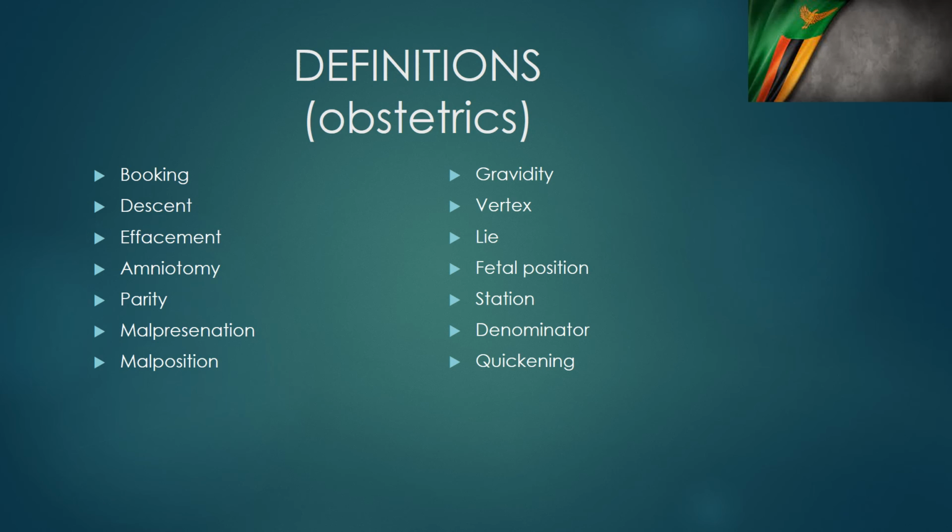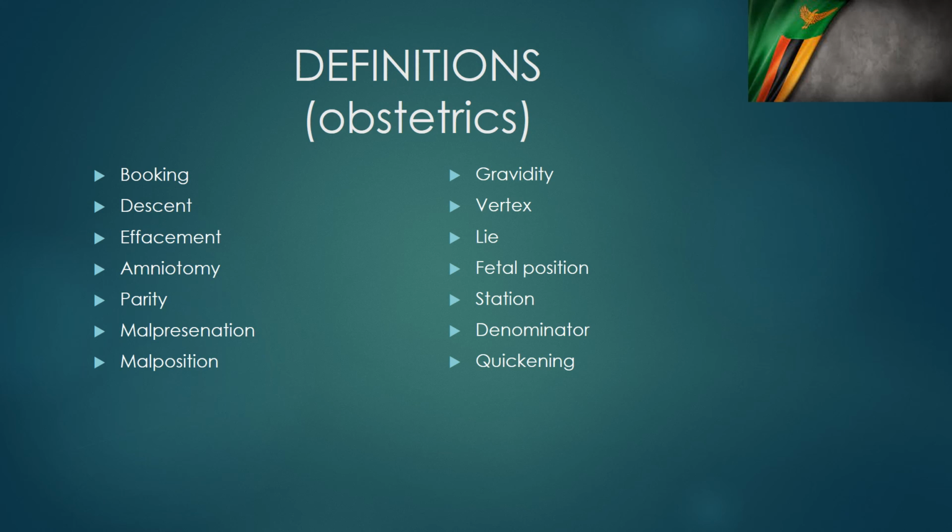A malposition, on the other hand, we can only define if we know what a normal position is. A normal position is occipito-anterior position. So every time the occiput is not in the anterior position in a cephalic presentation, even in a vertex presentation, that would be called a malposition. Gravidity is just the number of pregnancies that a woman has had, regardless of outcome. We've already defined what a vertex presentation is. It's a well-flexed presentation where the suboccipitobregmatic diameter is presenting.